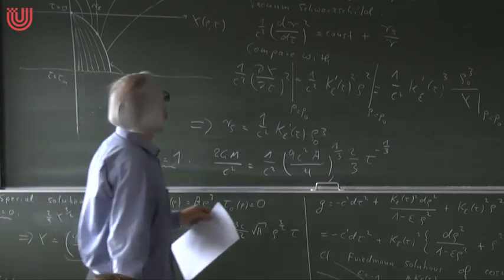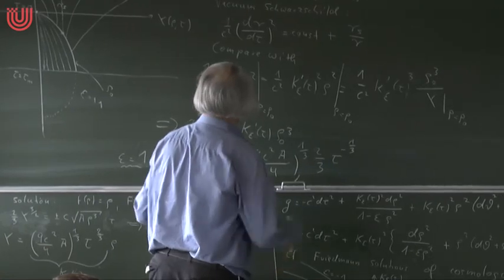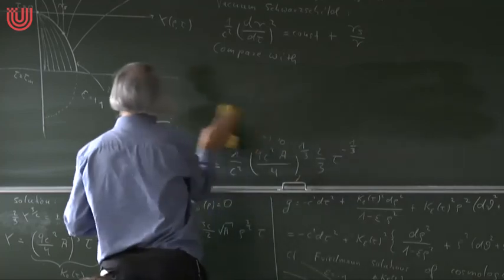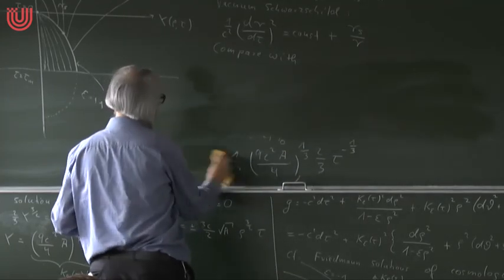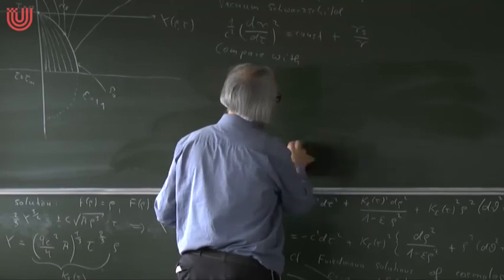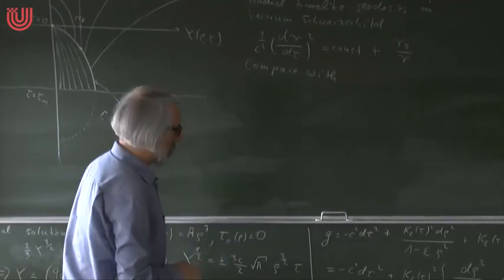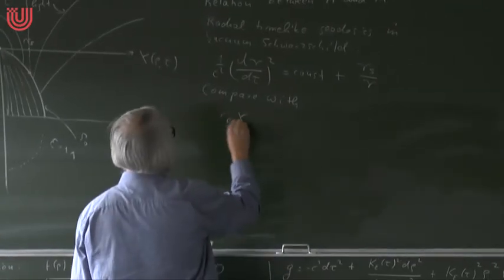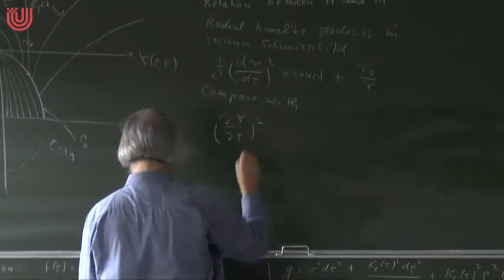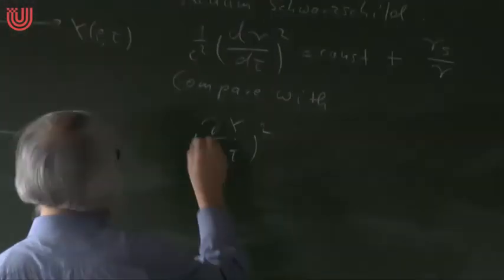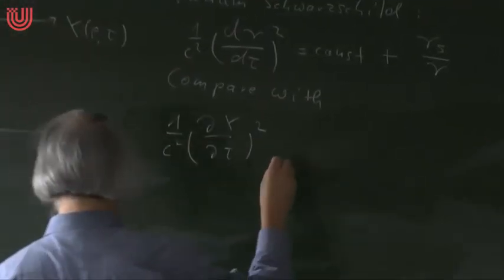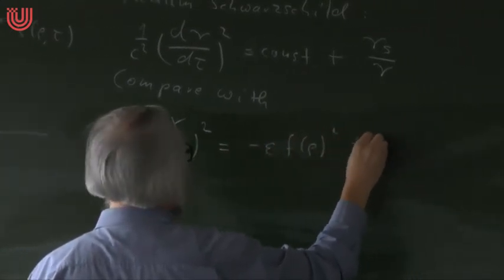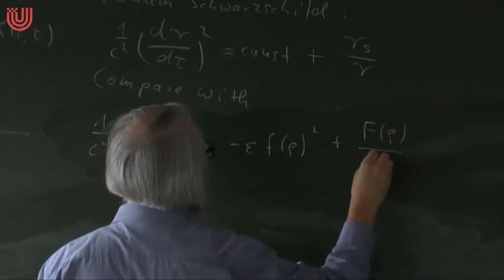I used an earlier expression. Sorry, I think it was correct, but I wrote it in a way that I cannot make much use of it. We had an expression for dy by d tau earlier, which is much more convenient for what we need. So we had an expression: dy by d tau squared is, with a 1 over c squared in front, minus epsilon f of rho squared plus f of rho over y.